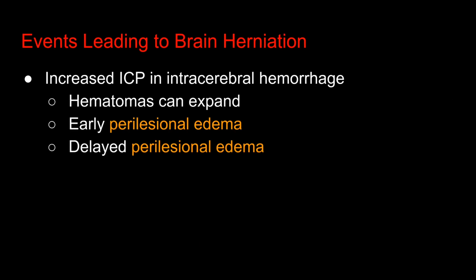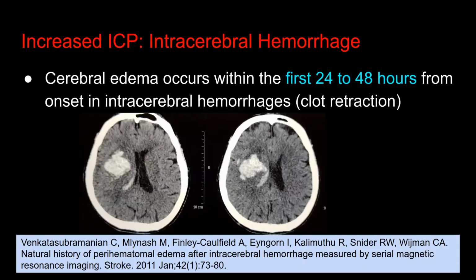What else could go wrong? If they do not expand or they are large in size, the hematomas may have an initial perilesional edema or a delayed perilesional edema. So the edema that forms within the first 24 to 48 hours in intracerebral hemorrhages is attributed to the clot retraction. And so those plasma products or degradation products may form a mass effect around the intracerebral hematoma.